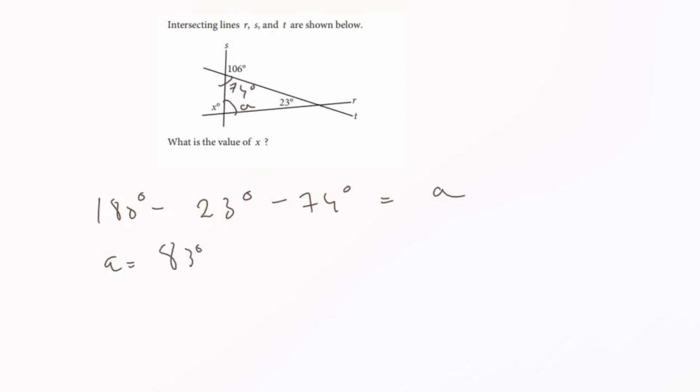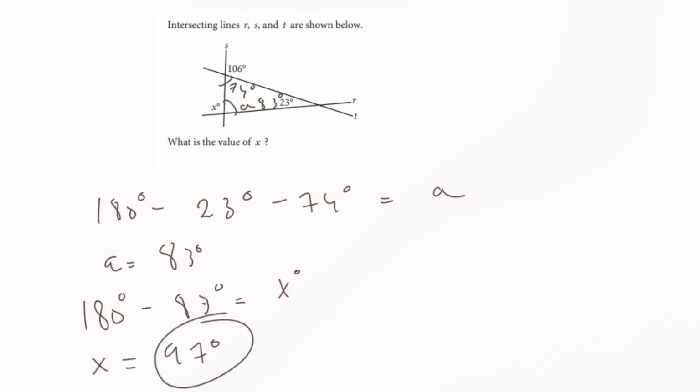Cool. So we have another straight line going along here. Find the value of X. Really, really simple. I do 180 degrees minus 83 degrees, and this would give me the value of X. So my X in this case would be equal to 97 degrees. And that's it to solving this problem.